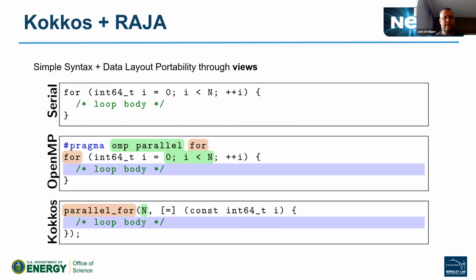So real quick, I think it's sometimes helpful just to see how quick and simple the syntax is to do a simple parallel loop. Here you see a serial loop, an OpenMP loop, and the equivalent in Kokkos syntax. You can see that it's pretty easy to jump into. Next.